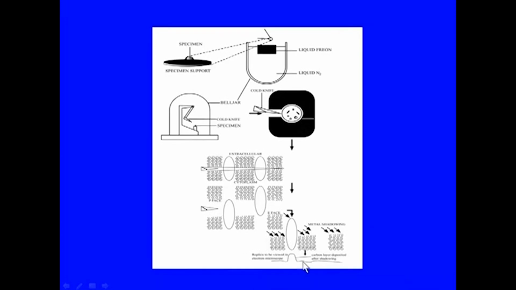Since the replica has all the different information about the surface structure of the integral proteins and other things, it can be used for imaging in the electron microscope. So, freeze fracture is one of the very important techniques used in transmission electron microscopy. So, this was about the transmission electron microscope.